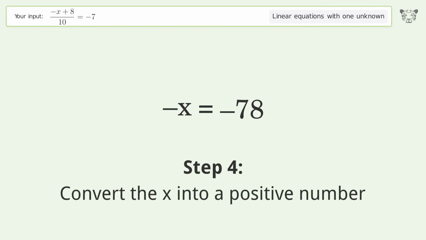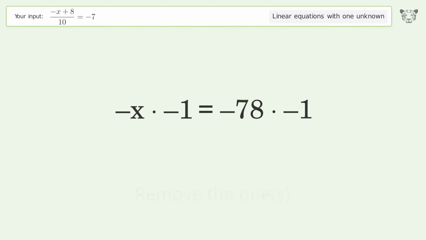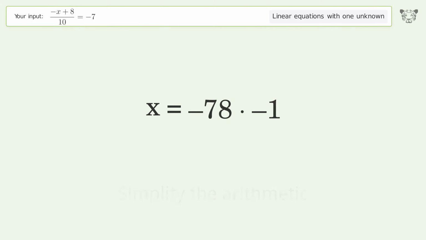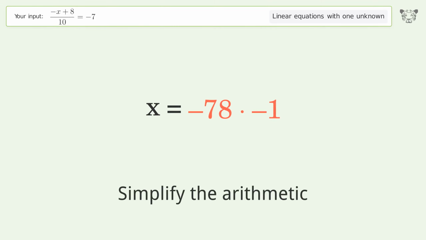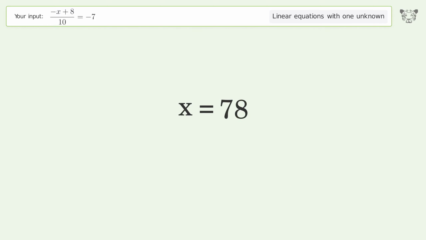Convert the x into a positive number. Multiply both sides by -1. Remove the ones. Simplify the arithmetic. And so the final result is x equals 78.